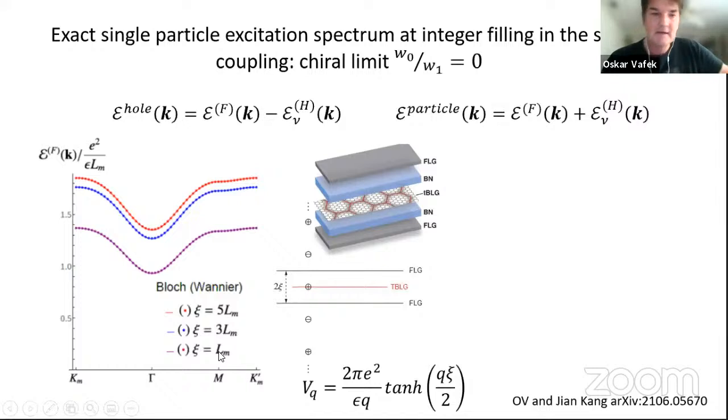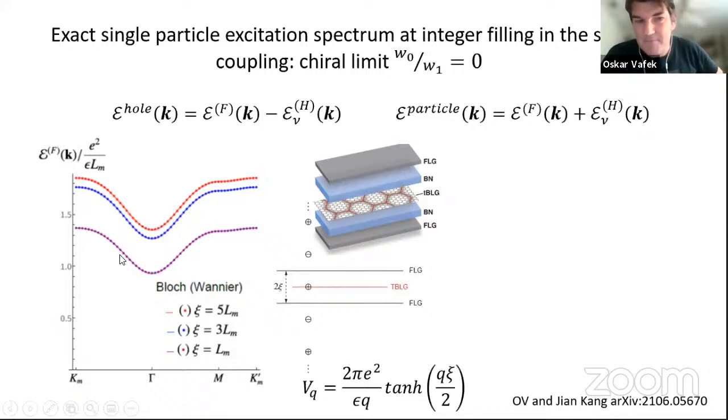And again, Lm is the Moiré period. So what we see is that this exchange term has a similar shape, almost the same shape, even though we are moving the gates further and further apart from the twisted bilayer, but the gap is actually changing, the gap grows. That should not be super surprising, because after all, we are changing the strength of the Coulomb repulsion as we are moving the gates further apart, and we're making it stronger. So indeed, the gap is growing as we are moving the gate further apart.